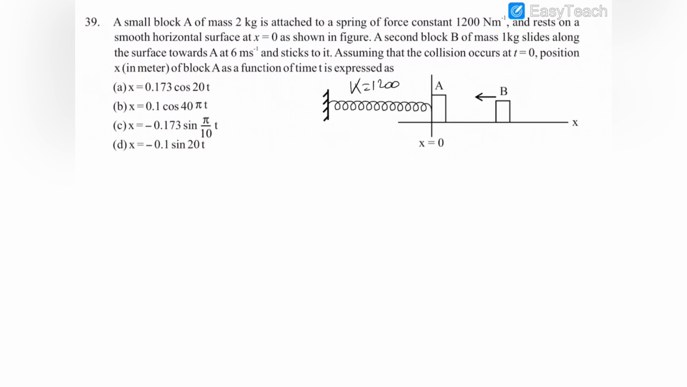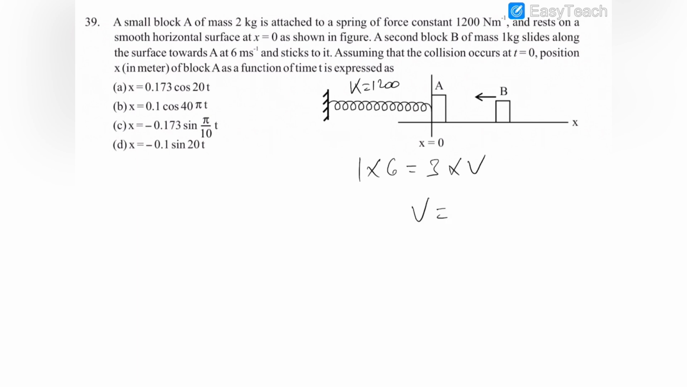So first of all, let us balance the momentum of the system, and it would be 1 into 6, and after the collision occurs, the combined system would have a mass of 3 kg, and its velocity will be v.